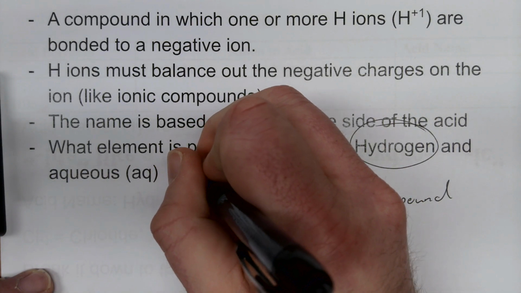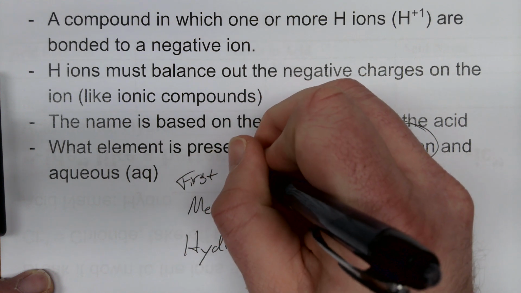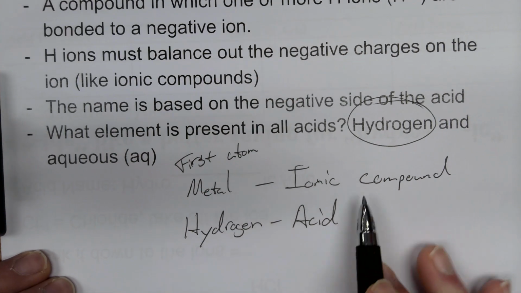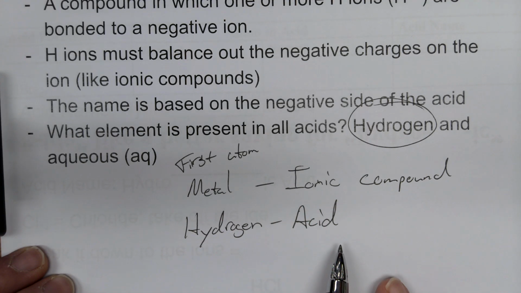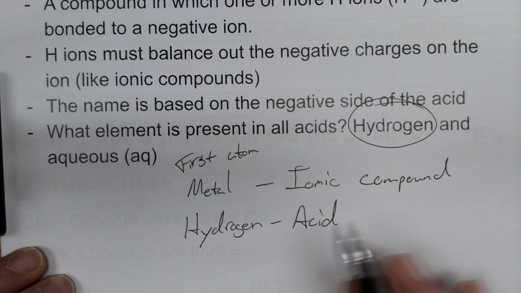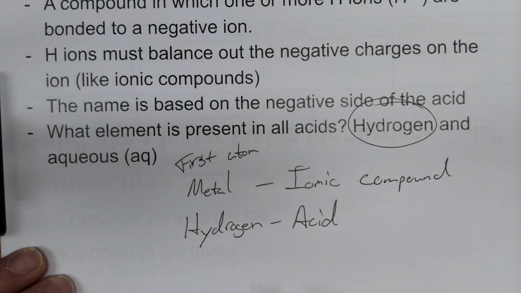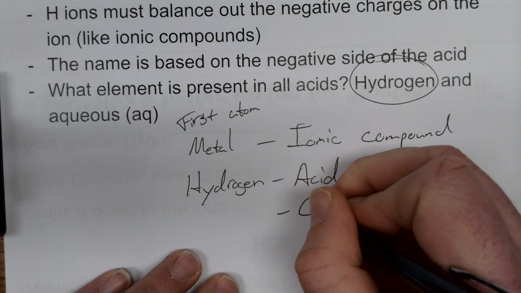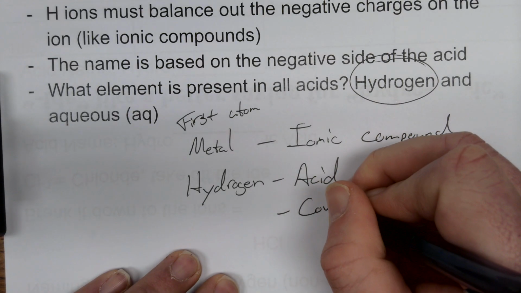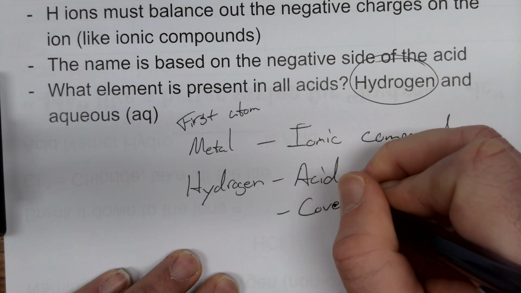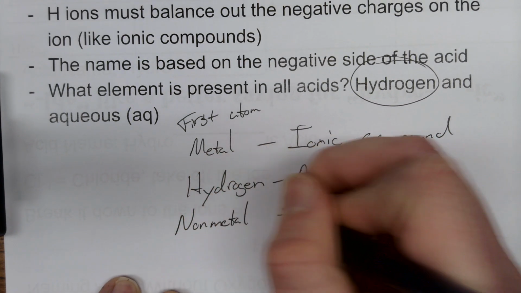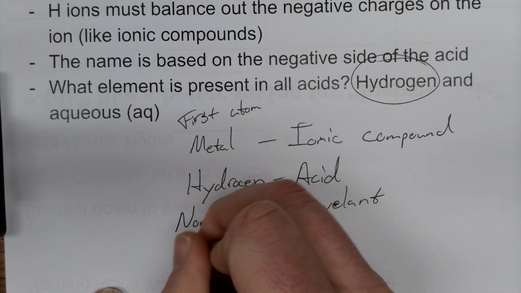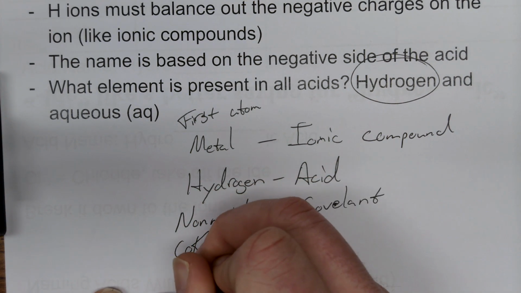First atom. If my first atom is a metal, I'm looking at an ionic compound. If my first atom in my formula is a hydrogen, I'm looking at an acid. An easy way to help tell them apart. If I'm looking at a covalent compound, what do you think the first atom is going to be in my formula? Non-metal, yeah, non-metal other than hydrogen.